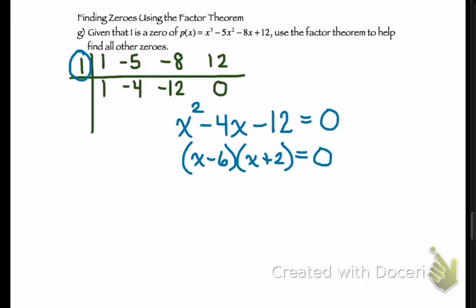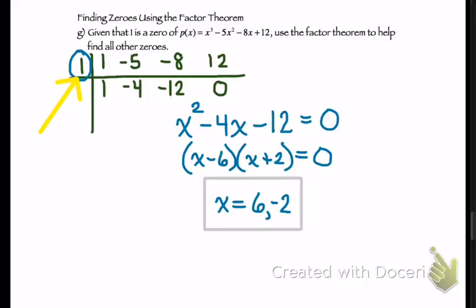Think, what makes this equal to 0? What makes this equal to 0? I think I can handle that. It's 6 and negative 2. So guess what? There are my 2 zeros that are missing. Here was my first one. Here is my second one. Here is my third one. I said right in the beginning that I better get 3 answers. Look at that. 1, 2. There are the 3 zeros of this function.